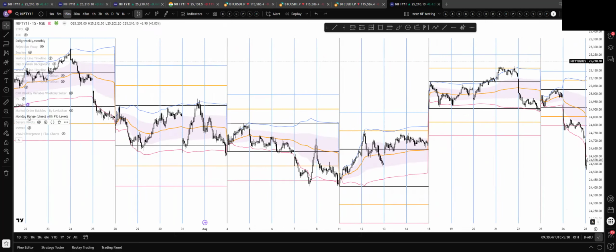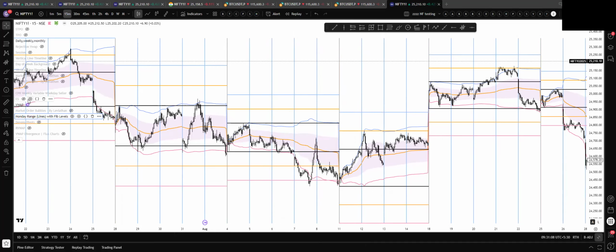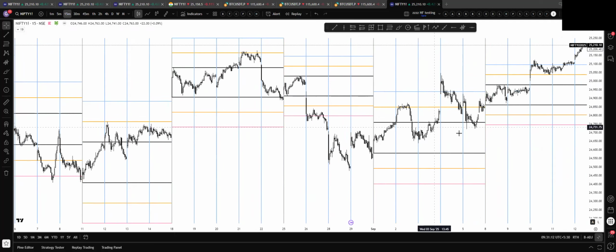This is more of the Monday range. The indicator is available. You can just search for Monday range line Fibonacci and start it, and it will draw the Fibonacci. You could just add the Fibonacci levels, which I showed: 0, 0.5, 1, 2, minus 0.5, minus 1, minus 2. These are the levels. I will turn off the VWAP for a while and we will come back to it.